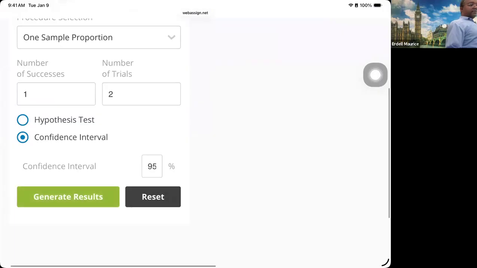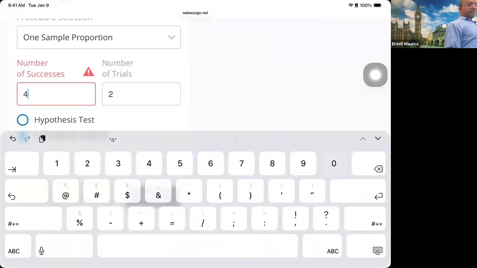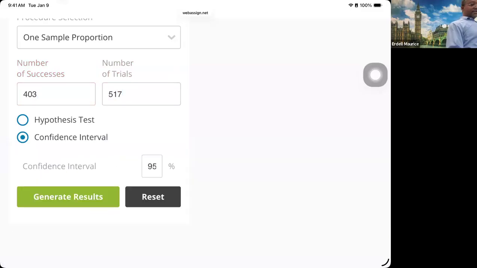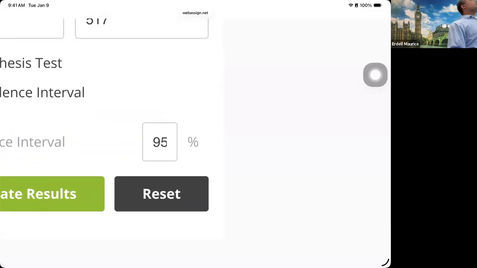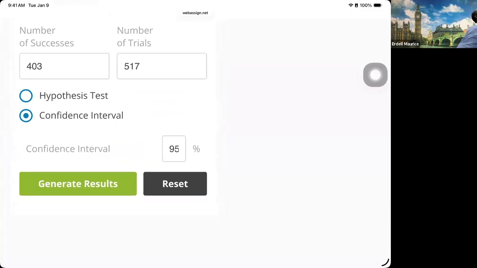The first is the number of successes. I think it was 403 teachers who thought that it was great, out of a total of 517. Yes? And then you just put in your confidence level, in this case, 95%. And that's all there is to finding your confidence interval.